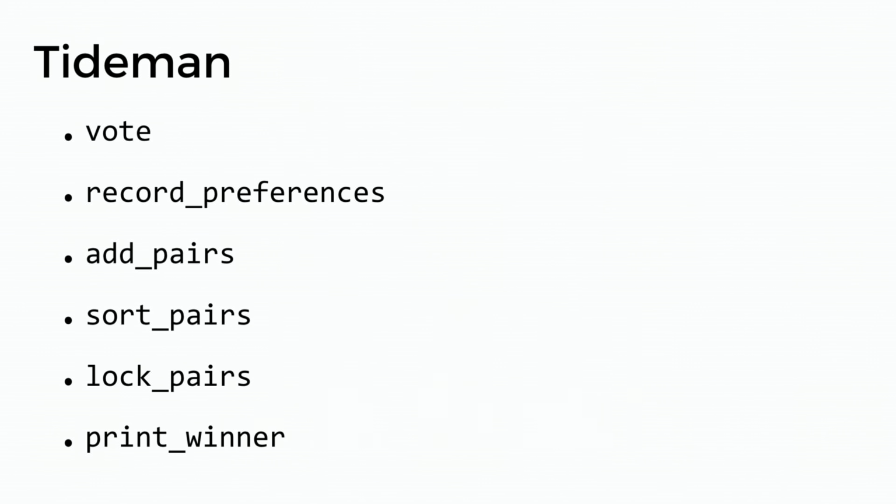Once you've implemented these functions, you should be able to simulate a Tideman election, allowing for voters to rank all of their preferences, and then concluding, for each pair of candidates, who the winner of that pair would be, then locking in those pairs in order into a candidate graph, and determining who the winner of the election is by asking who the source of the graph actually is.